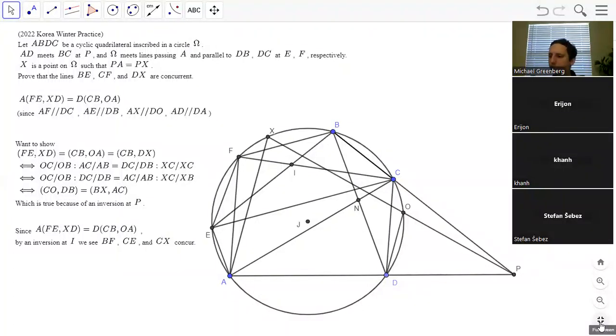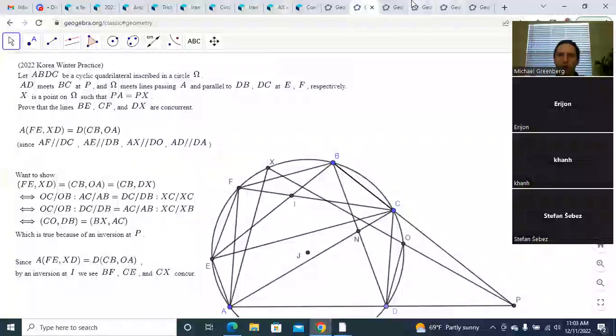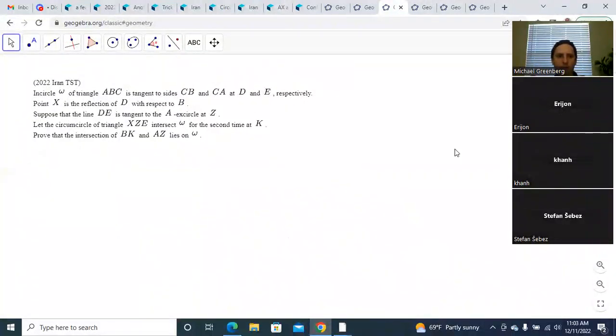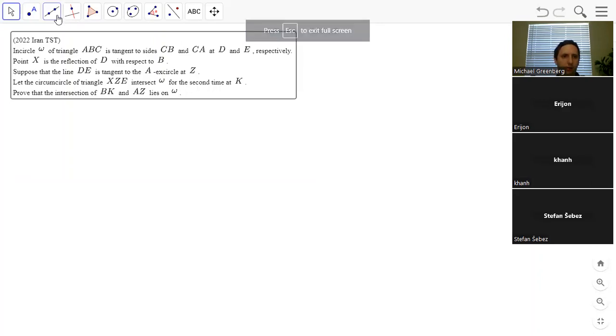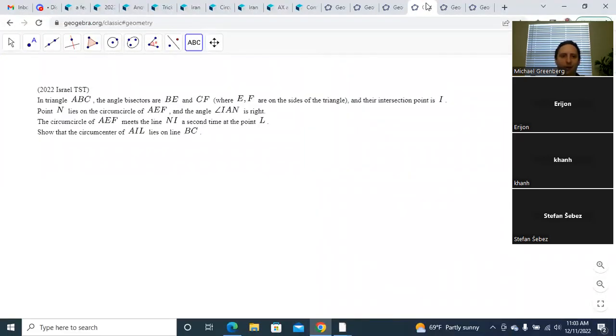All right, so I'm going to move on to the next problem. That was a good solution. We could try this one. This is from Iran. Oh, this one you can't draw the diagram exactly, like you have to move it. I'm going to just try another one.